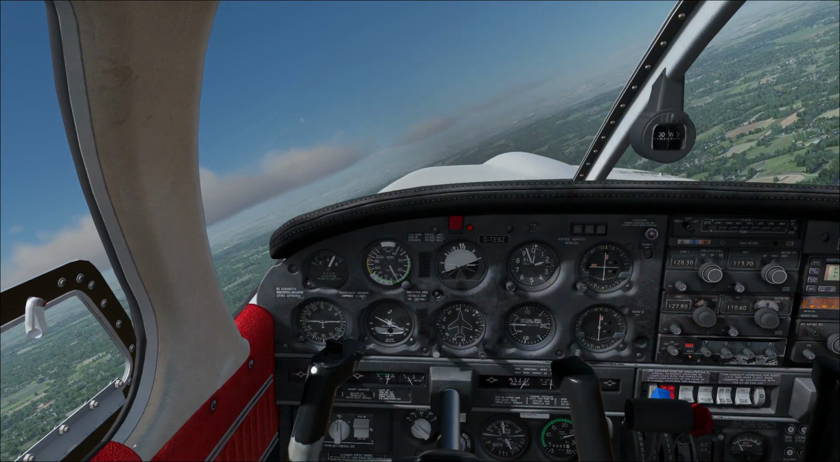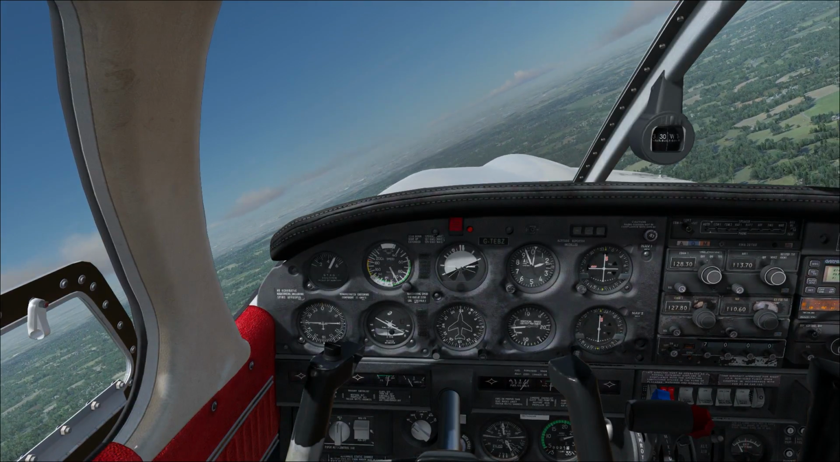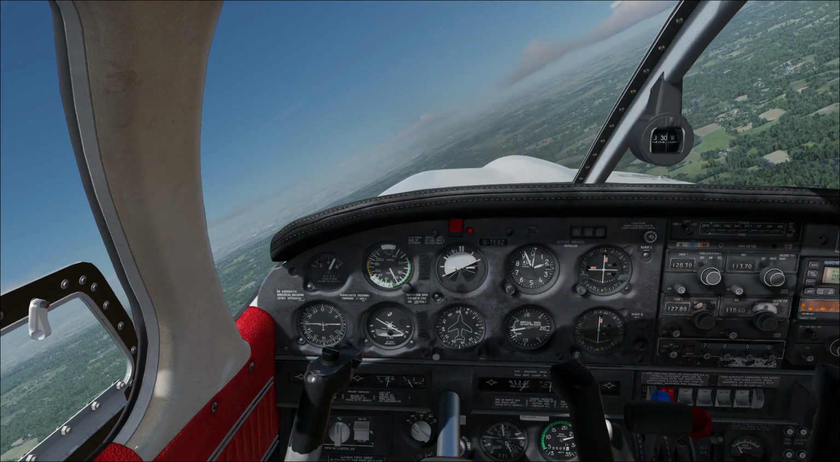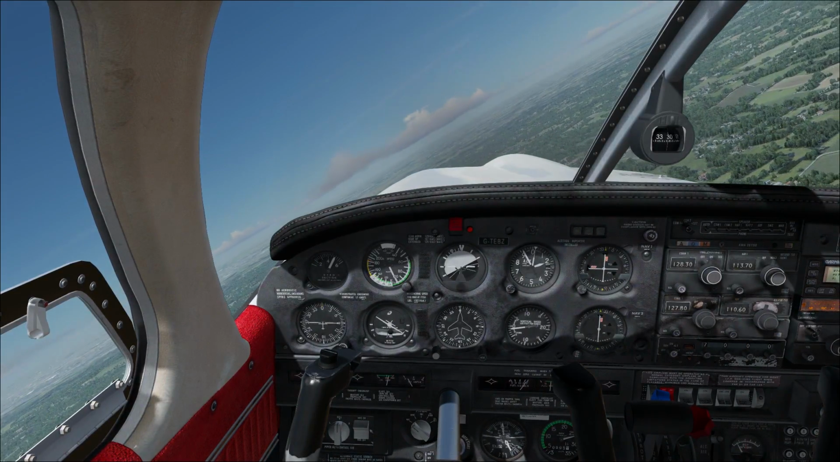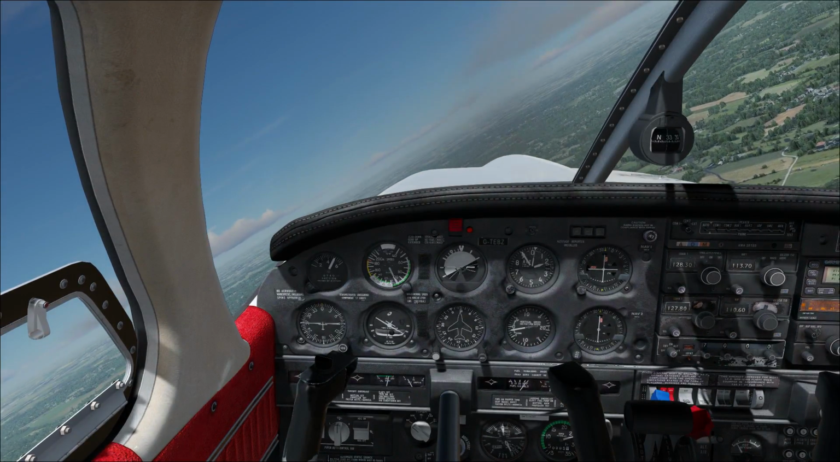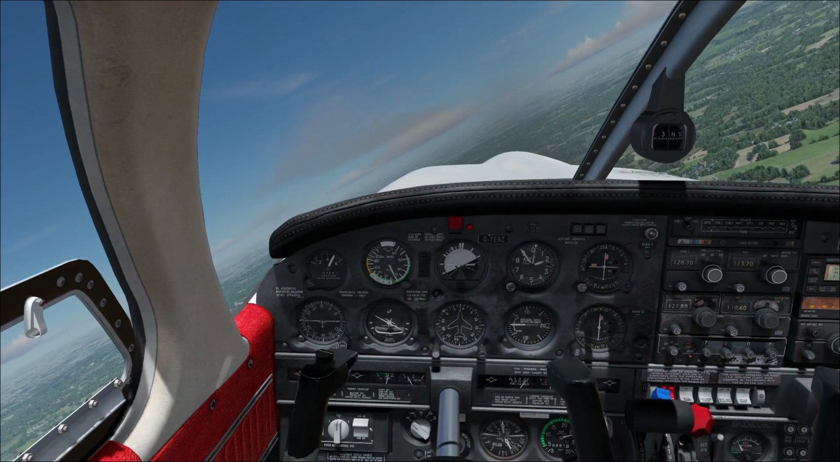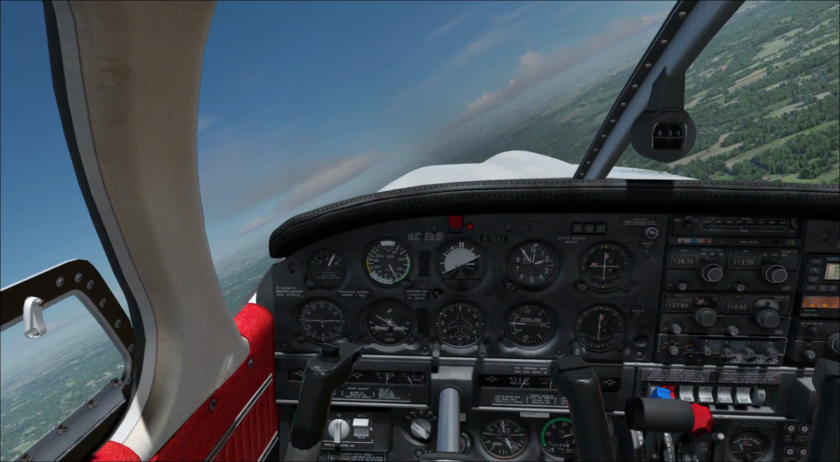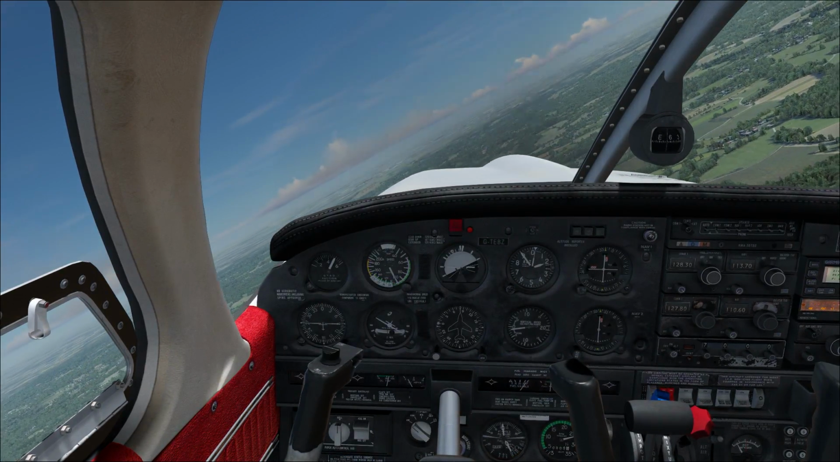I am now at pulling back. That's at 30 degrees. Now you notice I'm having difficulty keeping the vertical speed going. There we go. That's alright, not too bad.